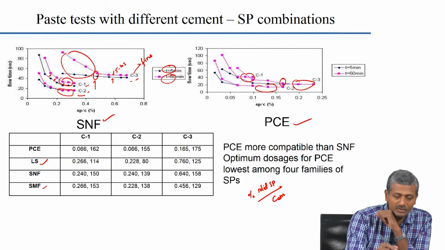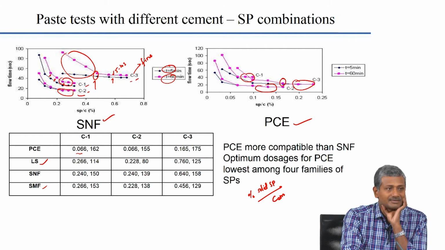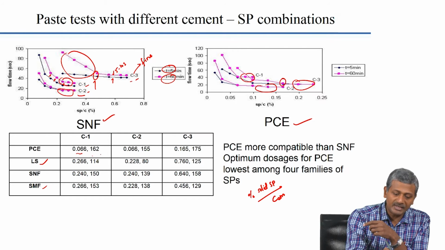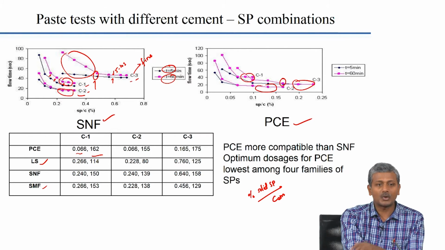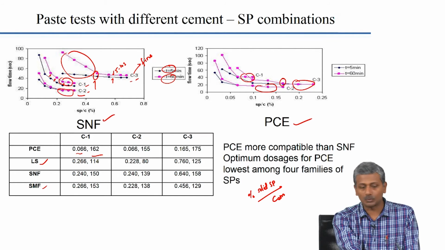So, here you have for C1 the amount of PCE required is 0.066 percentage to get optimum dosage, and at this optimum dosage the spread of the mini slump cone is 162 millimeters. So, at the optimum dosage determined from the marsh cone test, the spread is 162.